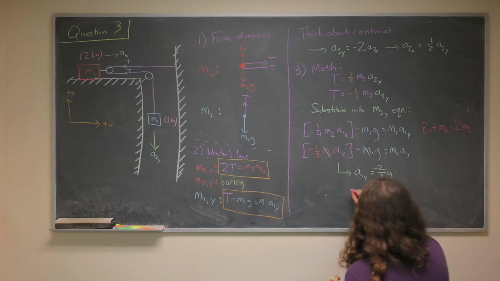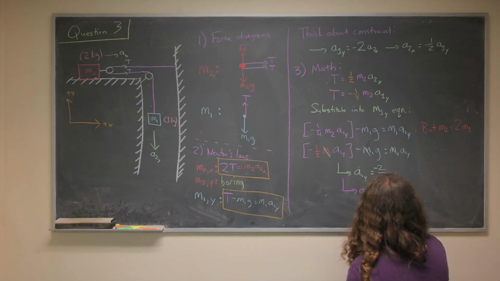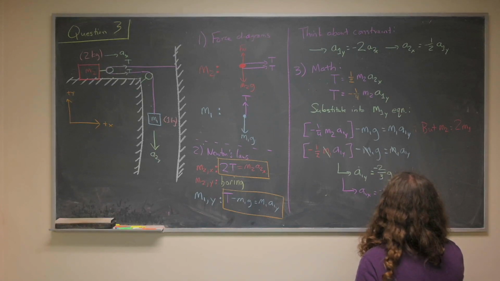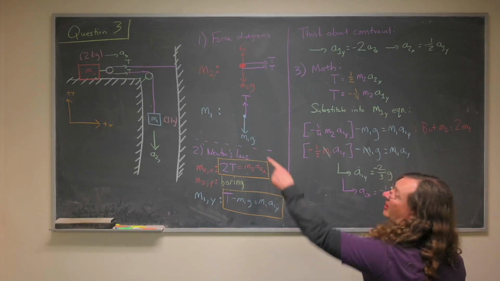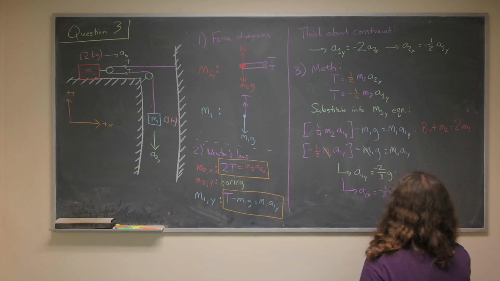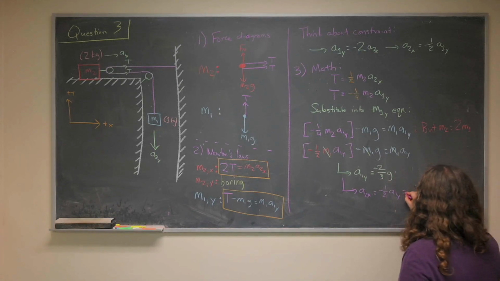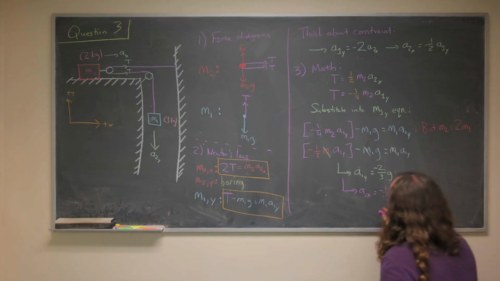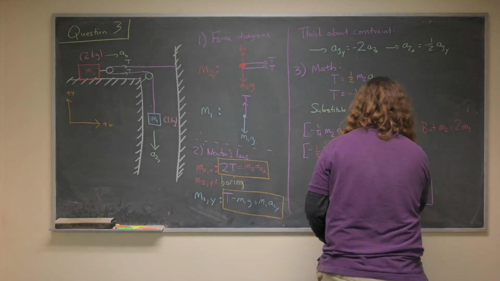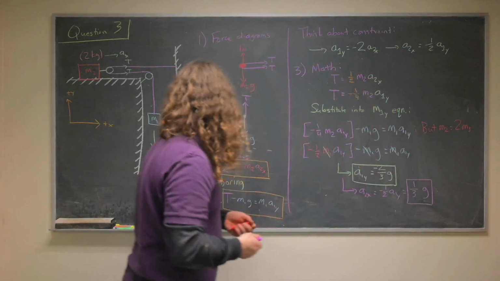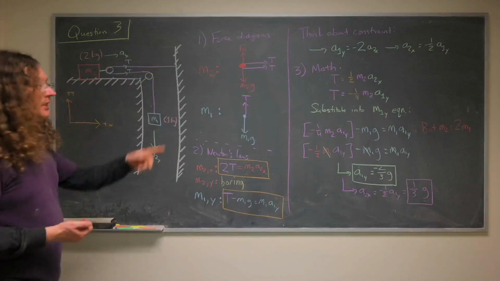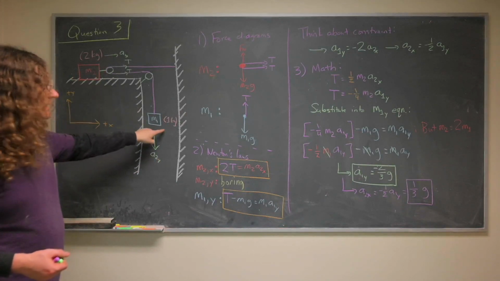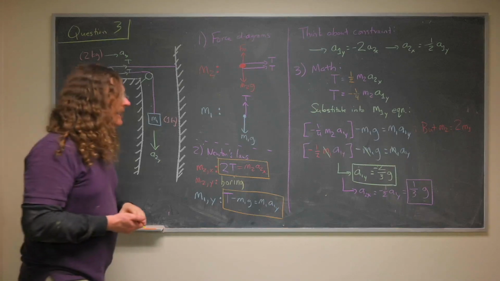But that also means that A2x is minus 1/2 of A1y. The acceleration of the one on the table is 1/3 G. So after all the math, just a few lines of algebra, I've got that the acceleration of this is 1/3 G to the right, and the acceleration of this one is 2/3 G downward.